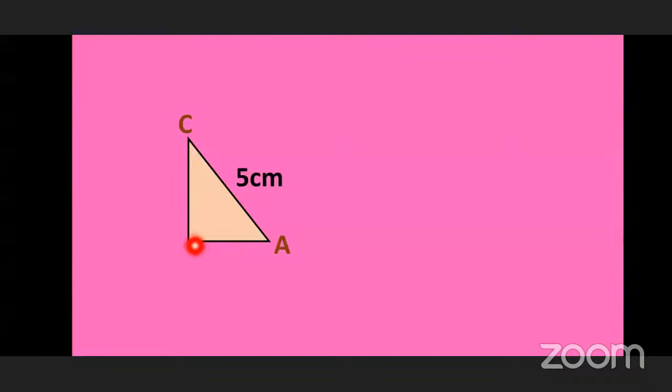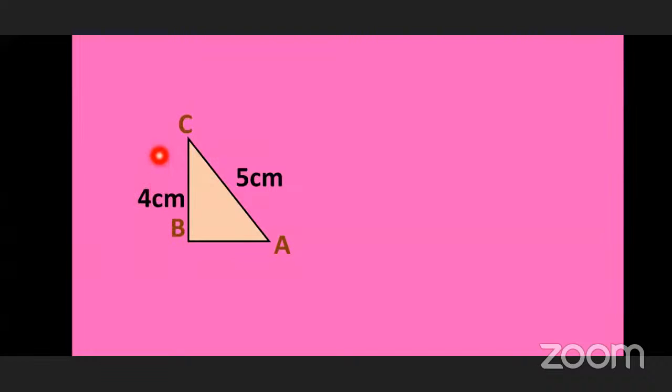See, I will tell you again. This is a right angle. The side opposite to the right angle is known as hypotenuse. That means AC is opposite to the right angle, and so AC is known as the hypotenuse. And here the measurement of AC is given as 5 centimeter.